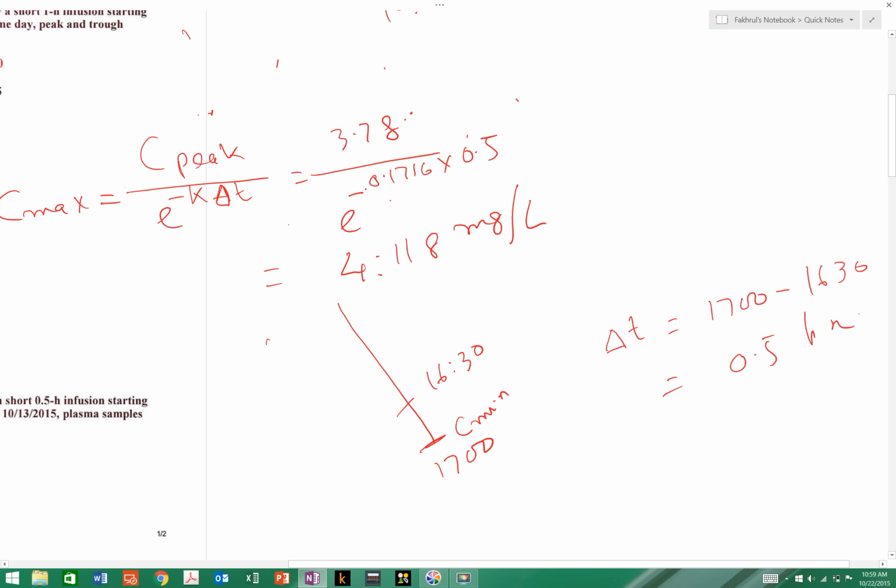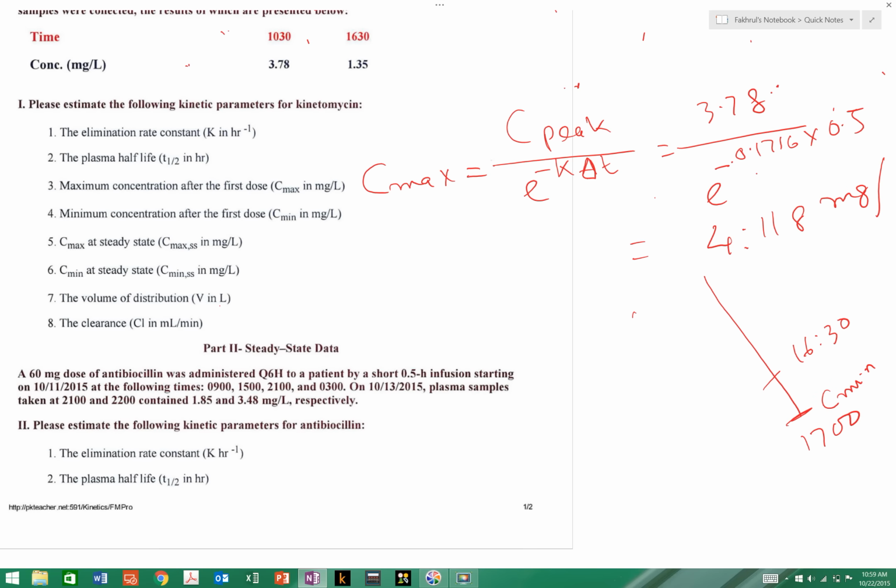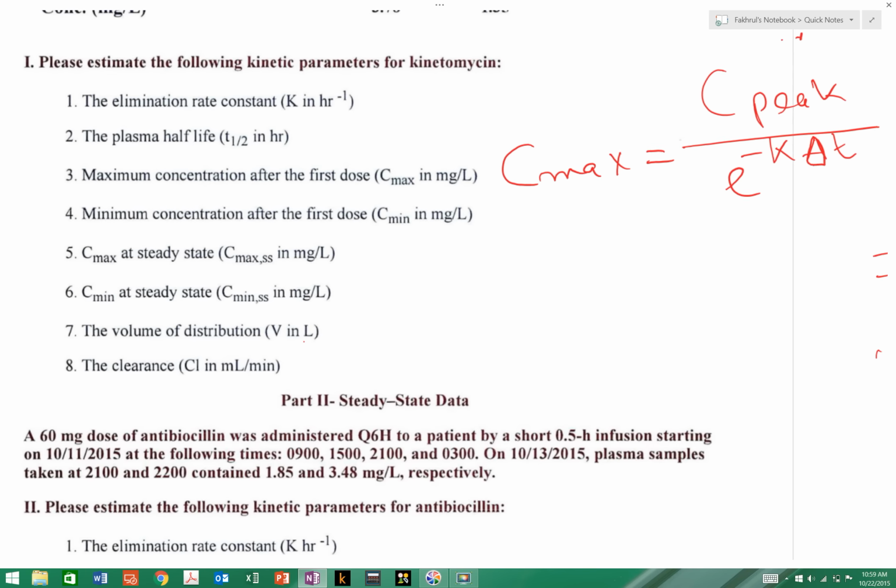Sometimes it could be different. So you always have to calculate it, please, and don't assume that it's always going to be the same. You may have different numbers, so you always have to be careful.